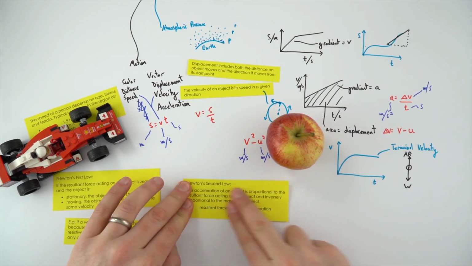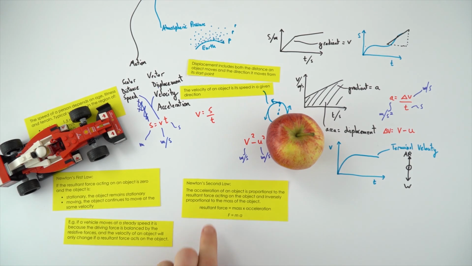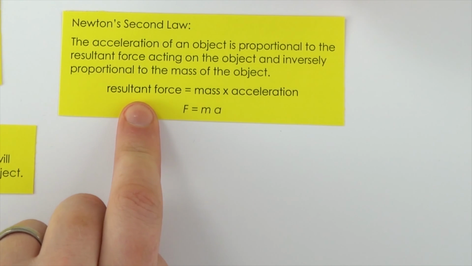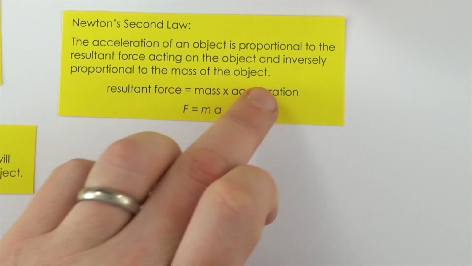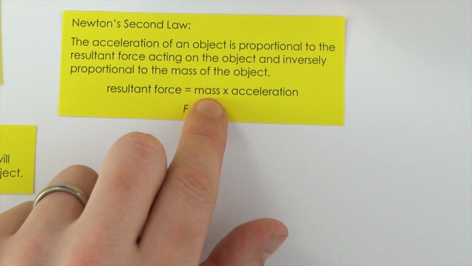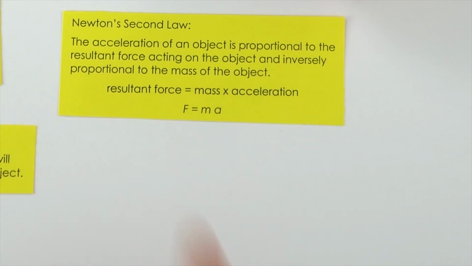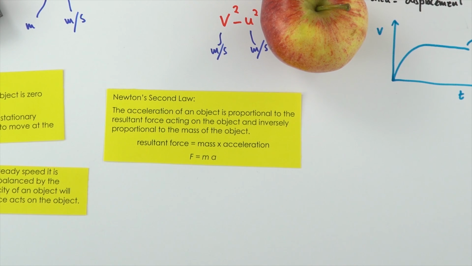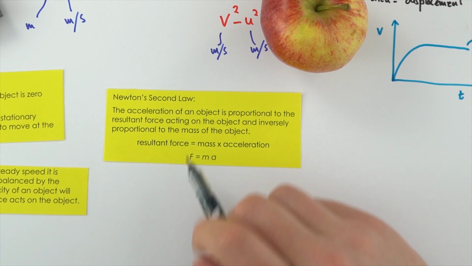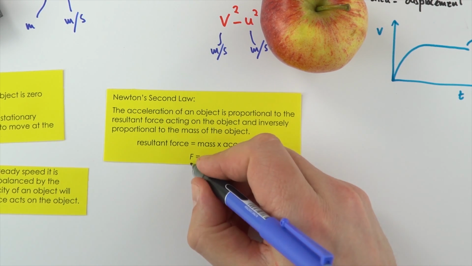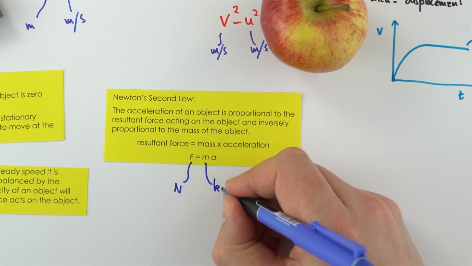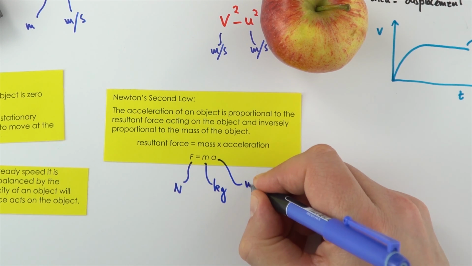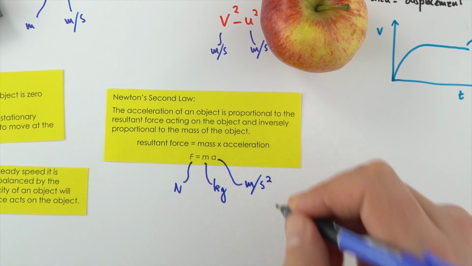We then have Newton's second law. Basically this says if there is a resultant force on an object, then the object is going to accelerate. The size of that acceleration depends upon the mass of the object and also the force that's being applied. So we can often write this as F equals ma. This is just the equation form of Newton's second law. We've got our force in newtons, our mass in kilograms, and our acceleration in meters per second squared.